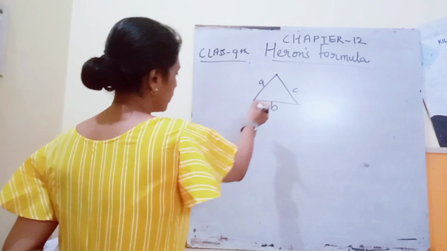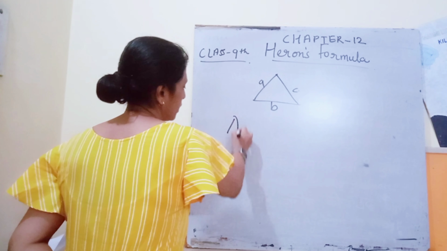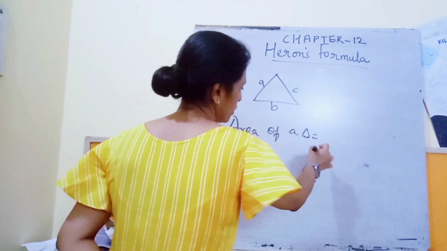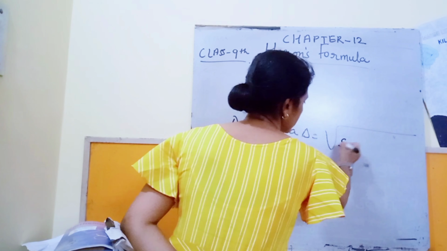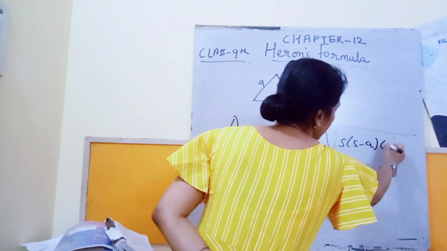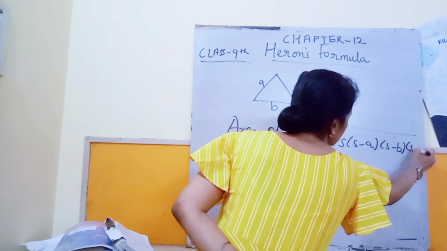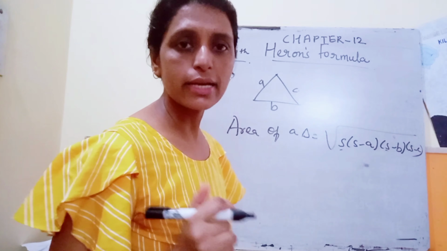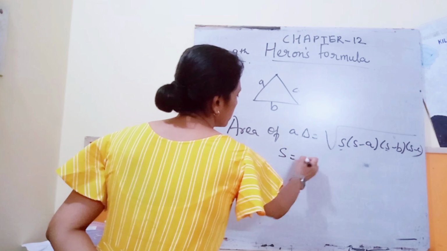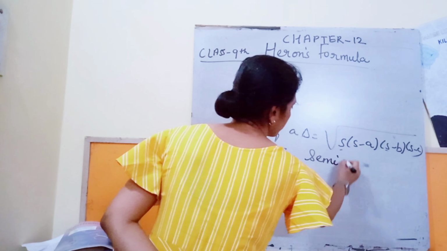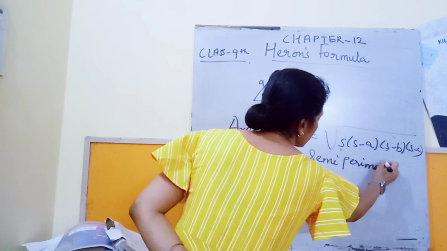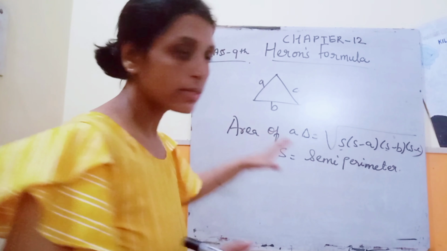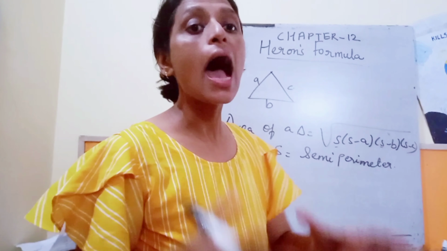So what is the area of a triangle according to Heron's? Area of a triangle is equal to under root s into s minus a, into s minus b, into s minus c. Now here, what does s stand for? S is called the semi-perimeter. So what is semi-perimeter? Semi-perimeter means half of the perimeter.